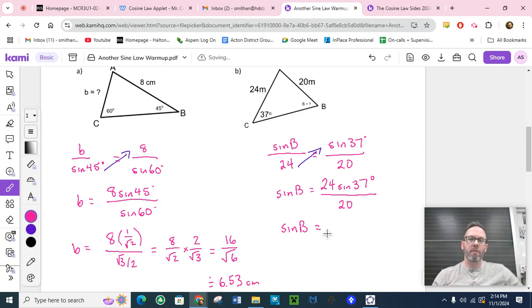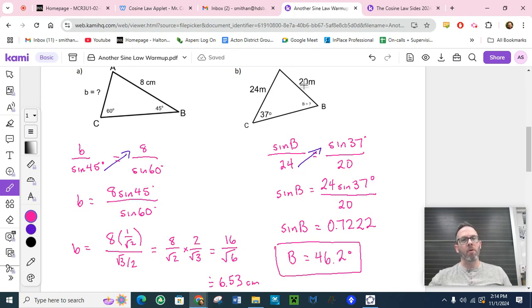24 sine 37 divided by 20. 0.7222 is if you round correctly. But if you use 0.7221, you'll get the same answer. I know that some of you guys do these two steps all at once, which is fine. Shift sine, 46 degrees, 46.2 degrees.